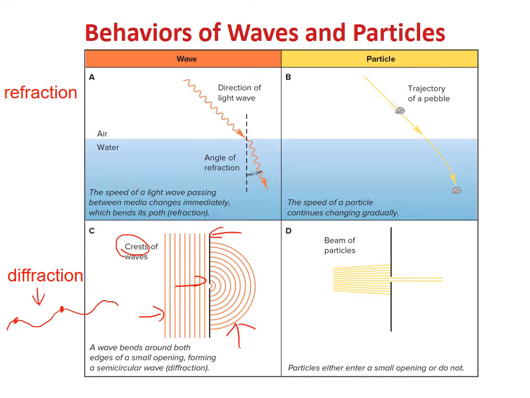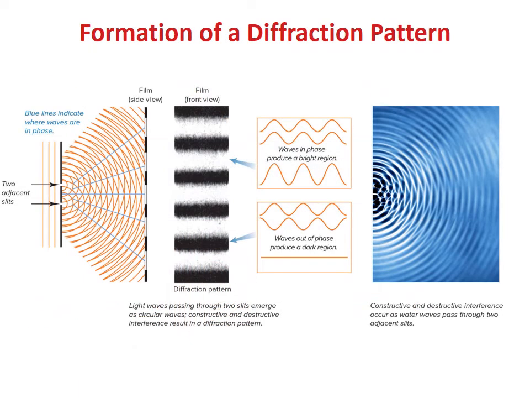In contrast, when you throw a collection of sand at a small opening, some particles hit the edge while others go through the opening and continue in a narrow group. Particles do not undergo diffraction, but a wave does. We just showed the diffraction, which happens when a wave passes through one slit.